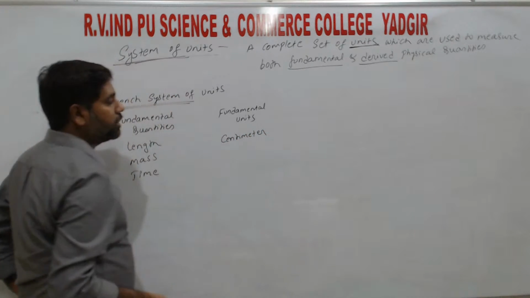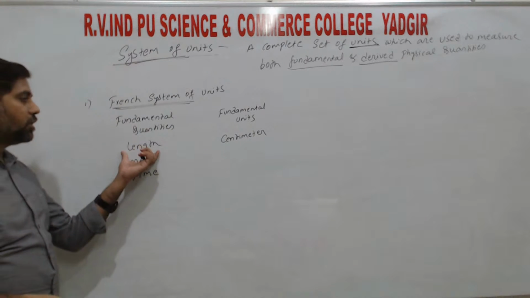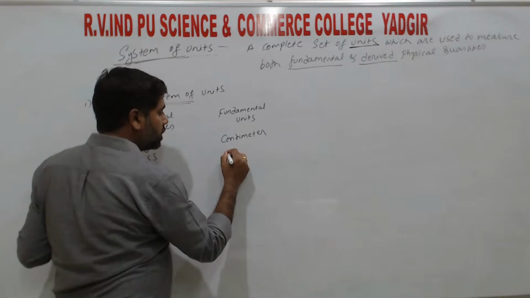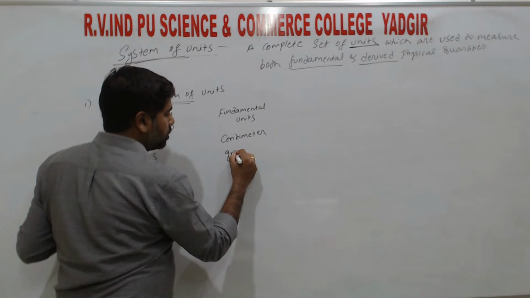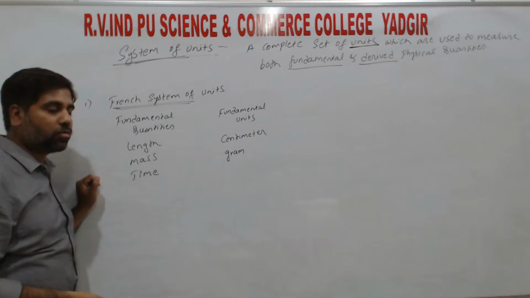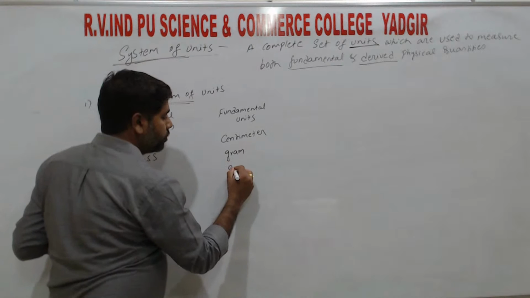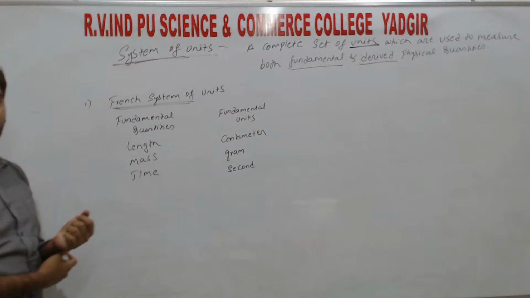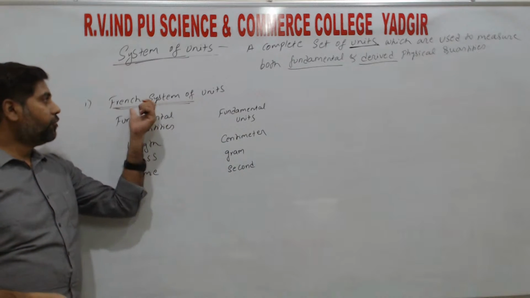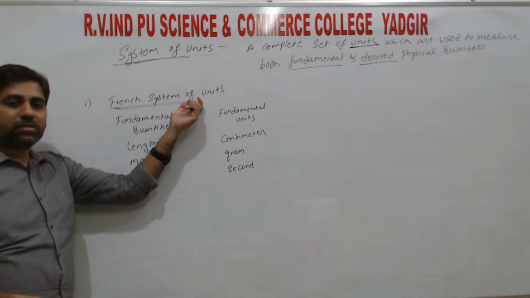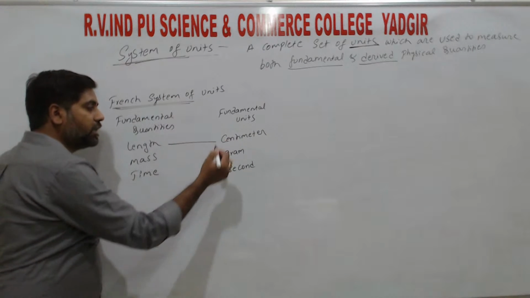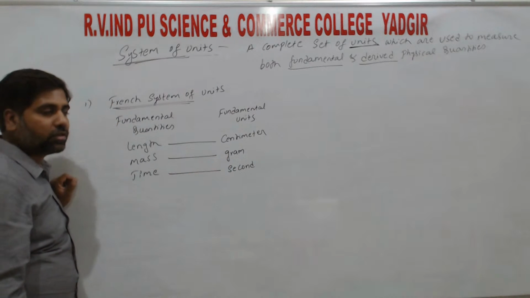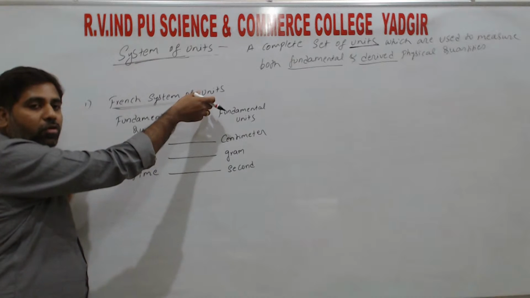So in the French system of units, we are going to measure the length in centimeter, right? Mass we measure in grams, and time we measure in seconds. So this is the French system of units. In the French system of units we measure the length in centimeter, mass in gram and time in second.